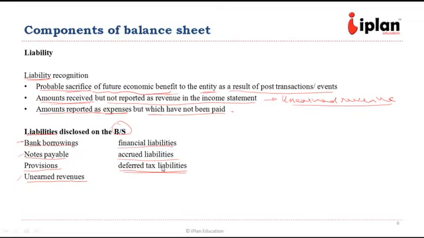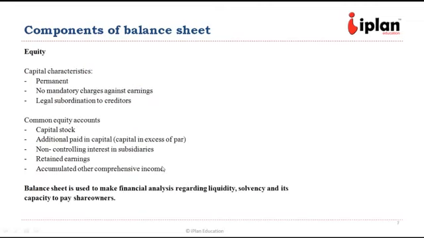Now let us look at another component, which is equity. So equity capital has these important characteristics. One, it is permanent. Second, no mandatory charges against earnings. And third is legal subordination to the creditors. So as we know, equity is subordinate to the creditor. So in case of any default, the first claim will be of bondholders, and then preferred shares, and finally the last claim will be of equity holders.